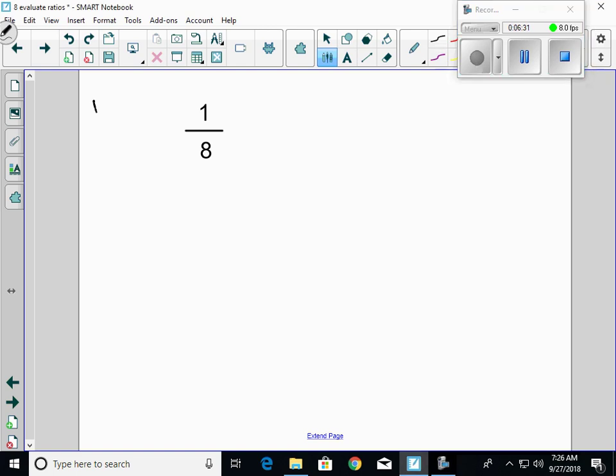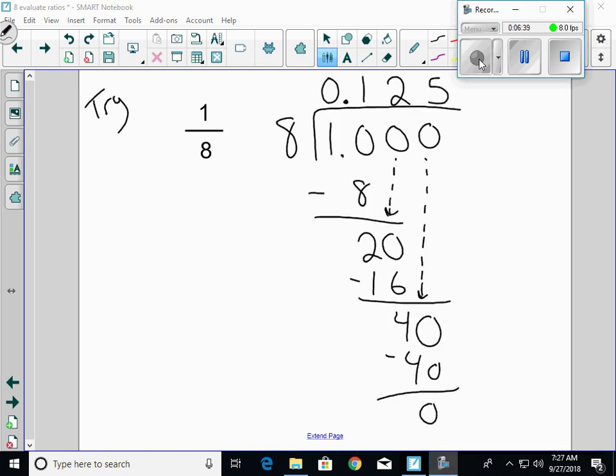Okay, so see if you can do this next one. 1 divided by 8, what is that value as a decimal? Okay, hopefully you were able to get that 1 divided by 8 is equal to 0.125. Please check your work if you didn't get that.